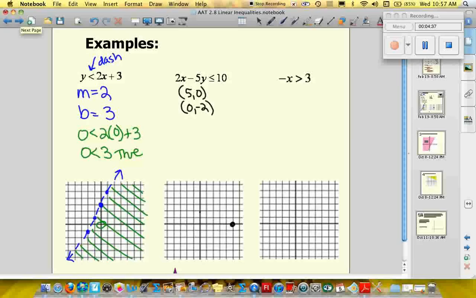But now I can't just think of shade up or shade down, so I need to test. I need to test a point. Again, I'll use 0, 0 because it's a nice easy one. I'm showing my work here, but you wouldn't have to because basically you're just throwing zeros in. Is 0 less than 10? Yes, it is, so that means I'm going to shade this side.